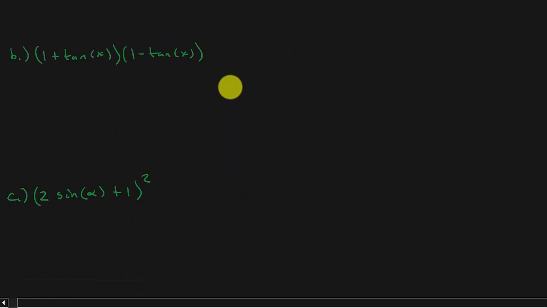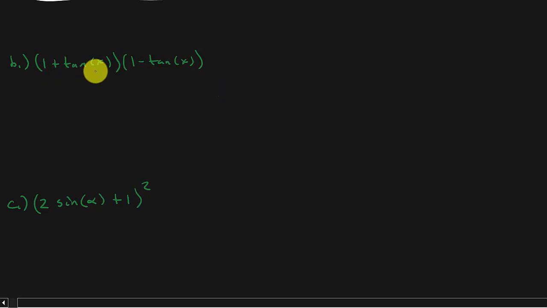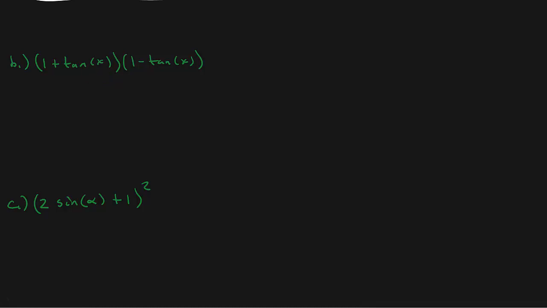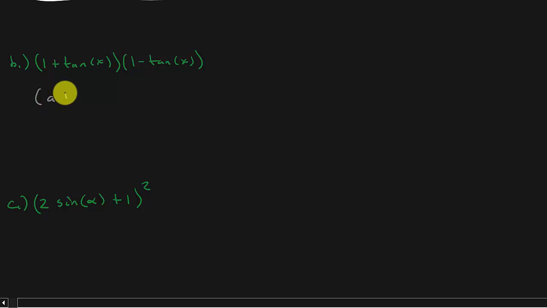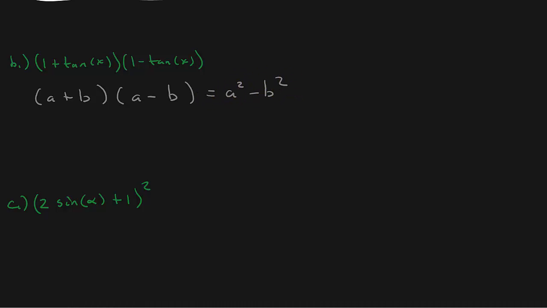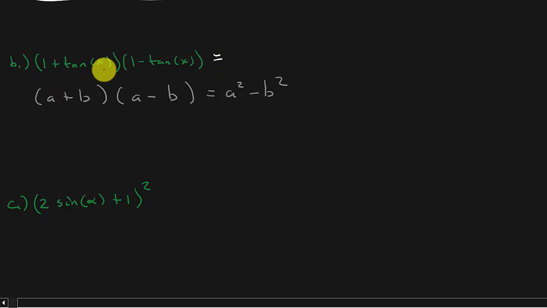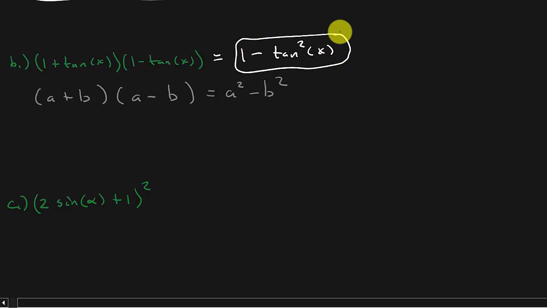All right, let's look at this one. We've got 1 plus tangent times 1 minus tangent. Remember, this one looks like what? This is (a plus b) times (a minus b), which is a squared minus b squared. In this problem, what's a? Well, a is 1, b is tangent. So that's going to be 1 squared, which is 1, minus b squared, which is tangent squared. And there's your answer.